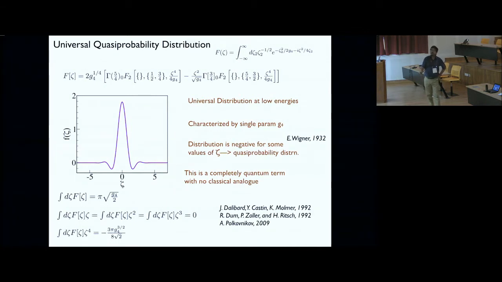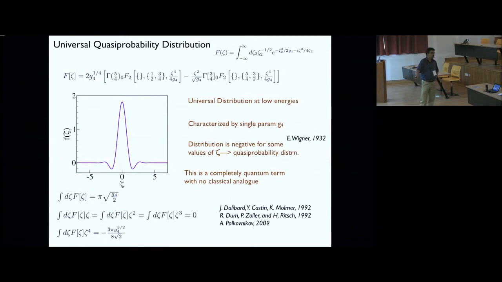And the distribution is negative for some values of zeta, so it's basically not a proper probability distribution. This goes back to old work by Wigner and others when they were trying to formulate quantum mechanics in terms of phase-space distribution functions, and they came up with things which could actually be negative. But by the way, remember that up to this G4, if you scale Z over G4 to the power 1/4, this is a completely universal function. I can tell you how much its width is, how much negative you have, and so on and so forth. Okay, so this is clearly a completely quantum term with no classical analog.